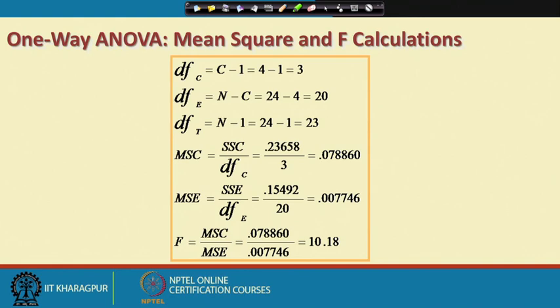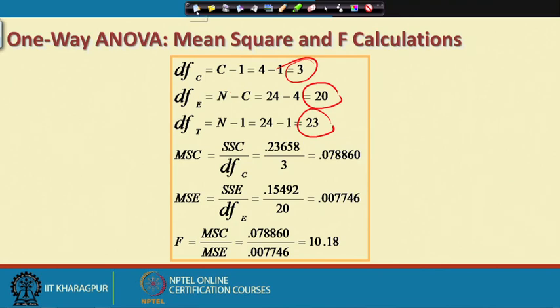Typically, the SST degree of freedom is n minus 1, and the MSC degree of freedom is C minus 1, where C represents the columns. Then n minus C, that is total samples minus columns, will give you the degree of freedom for the other part, that is the MSE part. In this particular case, this is for SST, this is for SSE, and this is for SSC. Accordingly the degree of freedom will be 3 for MSC, 20 for MSE, and for SST it is 23.